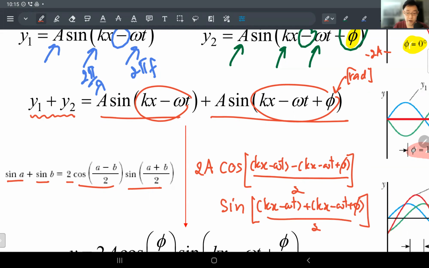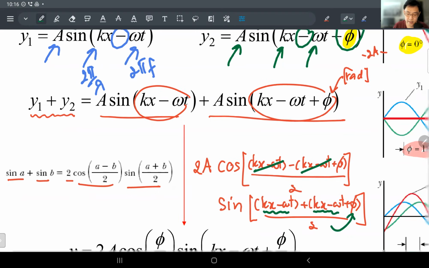Make sense, guys? So far so good. Haven't done anything acrobatic here. This kx minus omega t cancels in the cosine terms. And in the sine term, you have 2 of the kx minus omega t. So once I divide by 2, I get back the kx minus omega t. So the only thing left that has to be divided by 2 is the phi. Okay, so far so good.